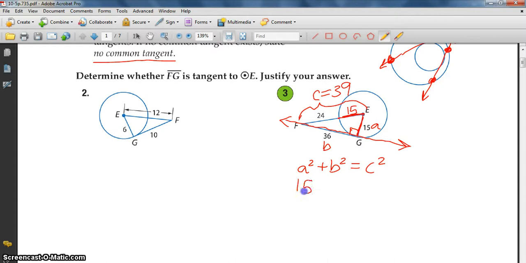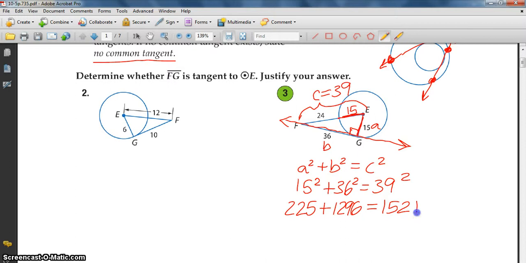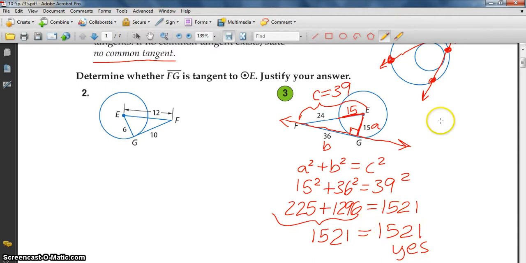So we have 15 squared plus 36 squared is equal to 39 squared. 15 squared is 225. 36 squared is 1,296. And 39 squared is 1,521. And my sum here is also equal to 1,521, which means that it is a right triangle, which means that FG is tangent to the circle.